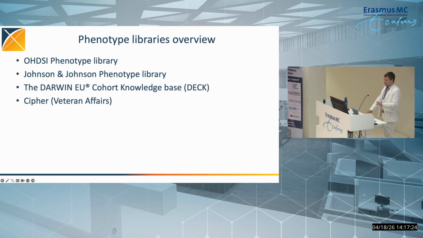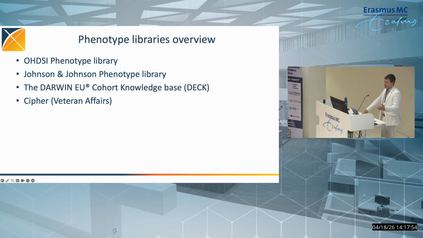So I'm going to talk about a few libraries we have. OHDSI phenotype library, J&J phenotype library. I want to talk a little bit about my organization, how we do that. So maybe you will be encouraged by that and use similar processes, similar principles to store your phenotypes. Also, we have Darwin core knowledge base, but I'm not going to talk about that in detail because we don't have that much time, right?